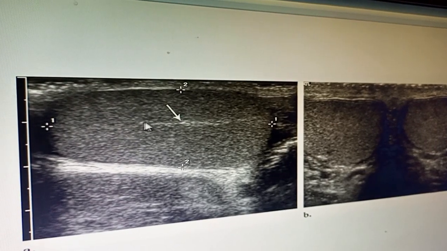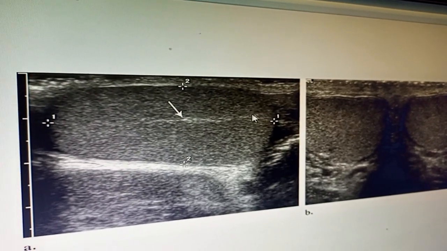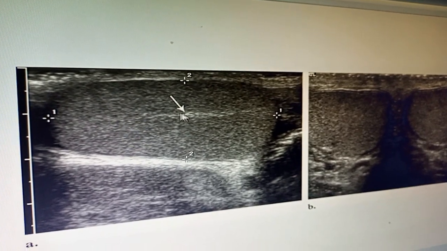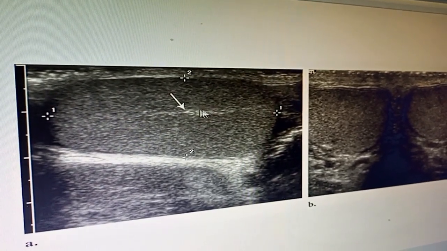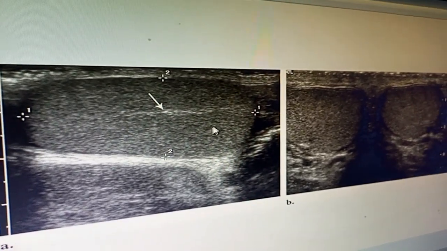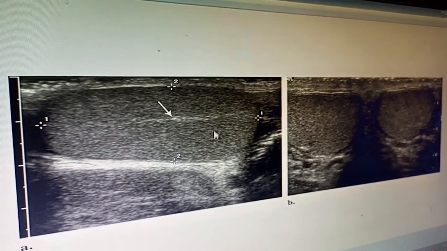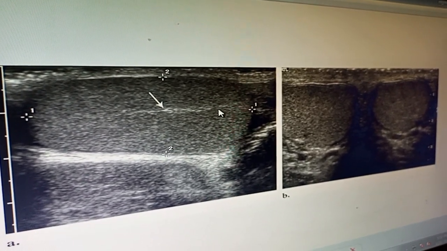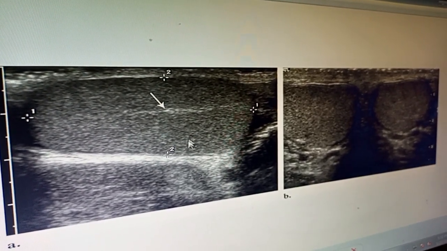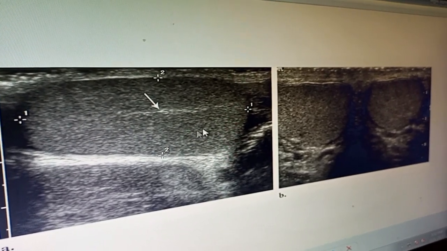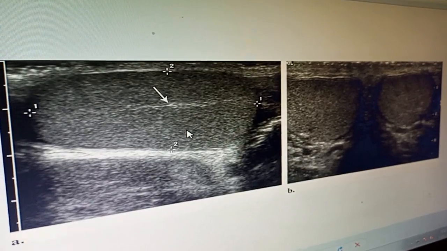In this image, there is also this hyperechoic line. You can see that this hyperechoic line is the mediastinum of the testes. Another term used is rete testis, which appears as a hypoechoic area in the hilum of the testes. This is the mediastinum of testes, and rete testis is not shown here, which appears as the hypoechoic area in the hilum of the testes.